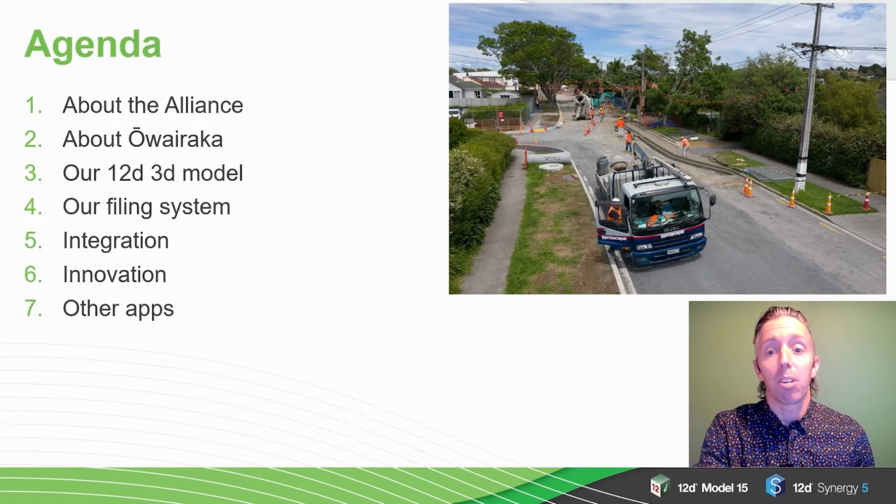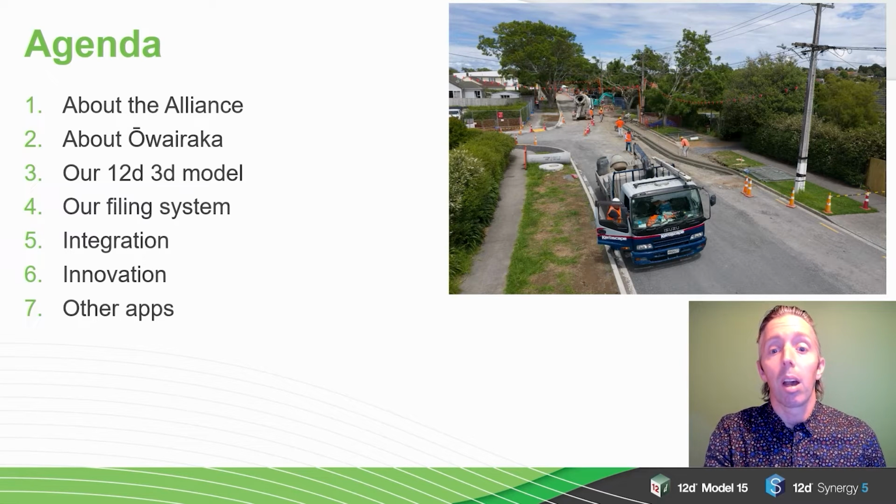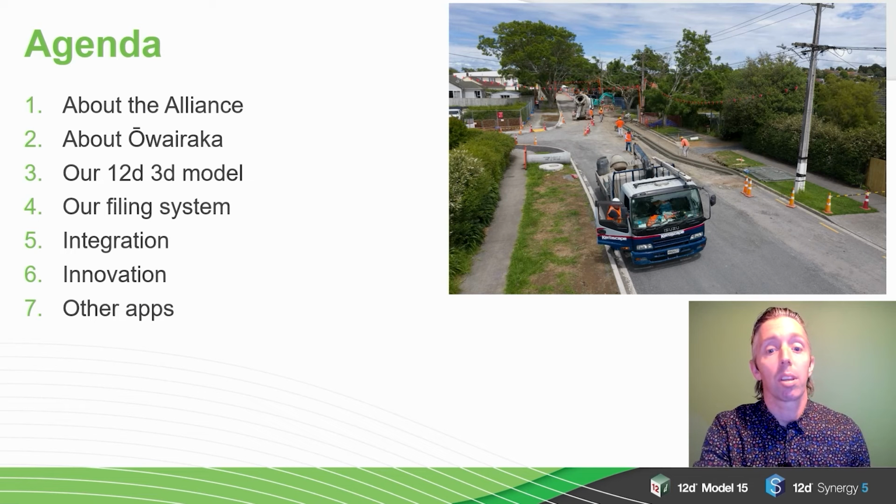There are 3 main topics that I'm going to speak about today. I'm going to provide you with a high-level overview of the alliance and project and what the constraints and issues are. I'm then going to show you how we tackled them with some examples in 12D model. And finally, I'm going to run you through some of the innovative ideas and efficiencies we are using.